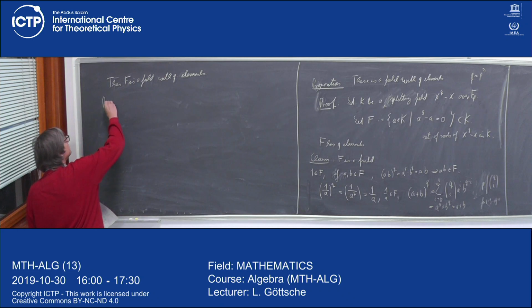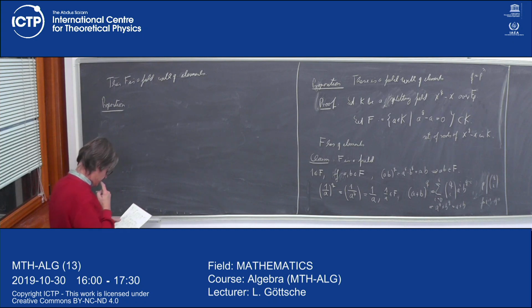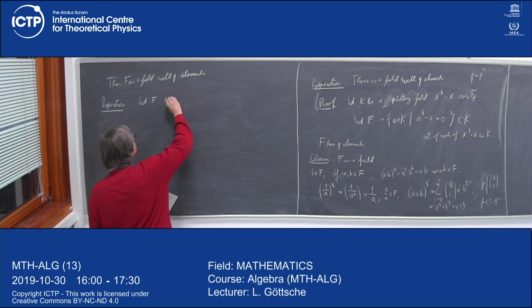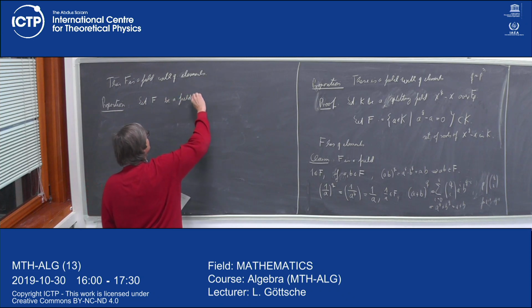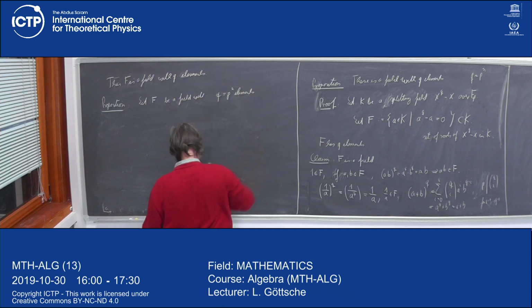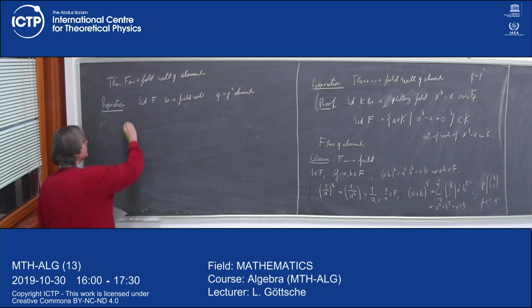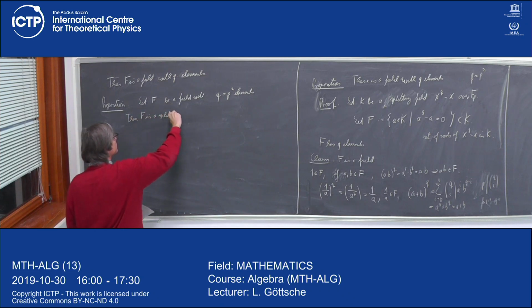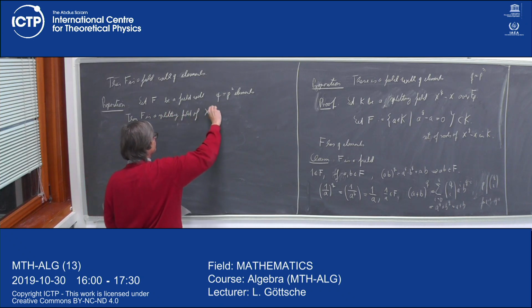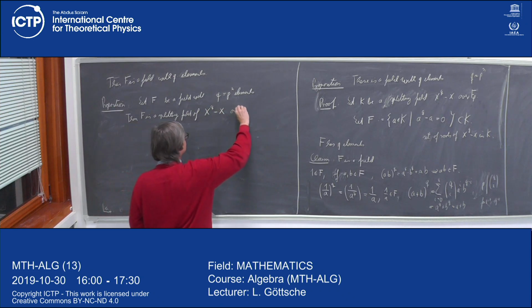So, proposition. Let F be a field with Q equal to p to the n elements, where p is a prime number. Then F is a splitting field of the same polynomial x to the q minus x over F.